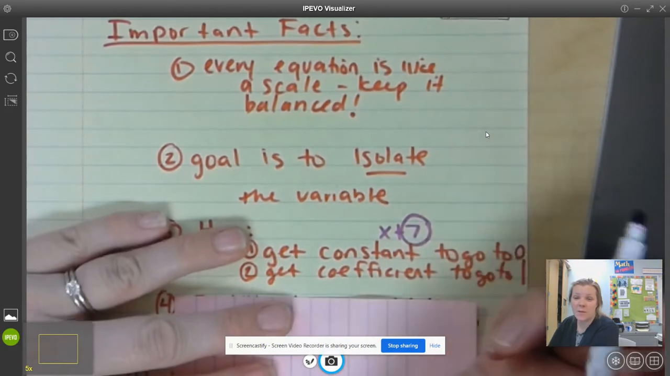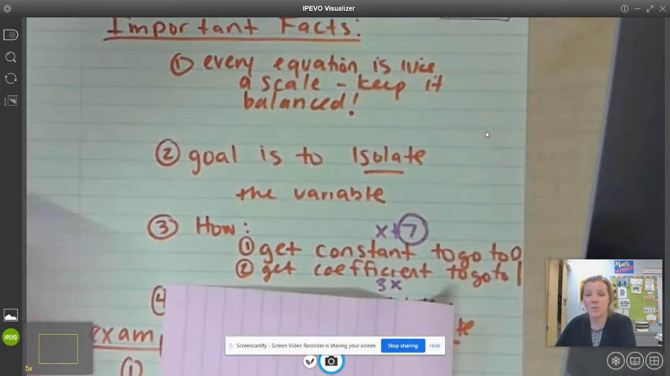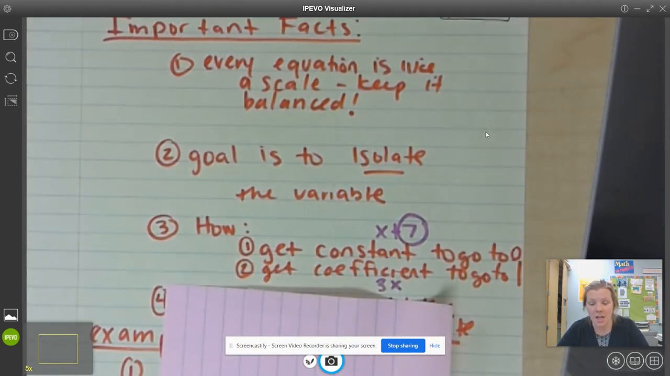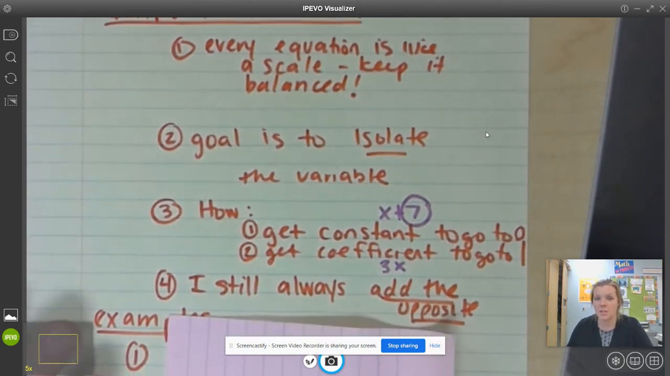And we want any coefficient to go to 1. If I have 3x, I want to change that 3 to be a 1 because 1 times x is just x. And then the last step is we're going to always add the opposite. We don't want to deal with subtraction. My suggestion is to always get rid of subtraction problems by adding the opposite.